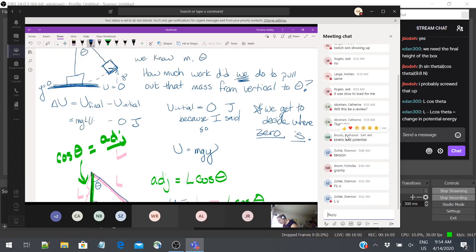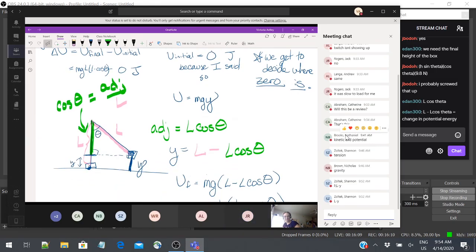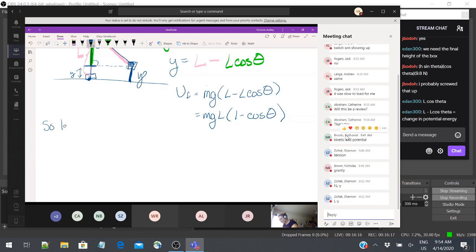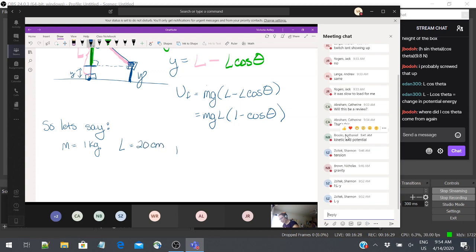Okay. So put this in here, mgL times 1 minus cosine theta. Okay. Making sense. All good. So let's say it had a mass of 1 kilogram. Let's say the length of the string is 20 centimeters. And let's say we pull it back to an angle of 15 degrees.